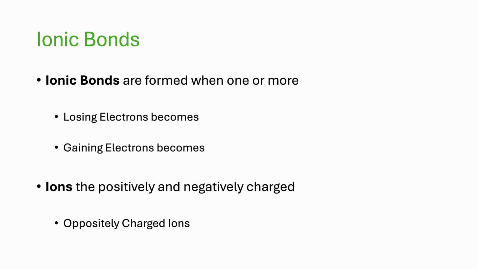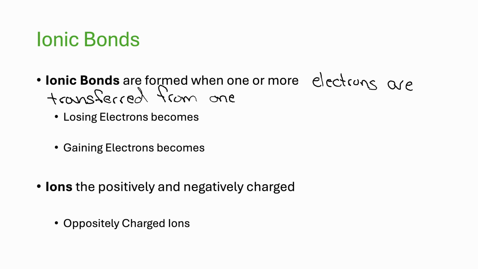So ionic bonds are formed when one or more of those electrons are transferred from one atom to another. Now, electrons are a negative particle. So when you gain an electron, you become more negative. When you lose an electron, you become more positive. And think about those two ions as a magnet. The positive is attracted to the negative and they're stuck together.